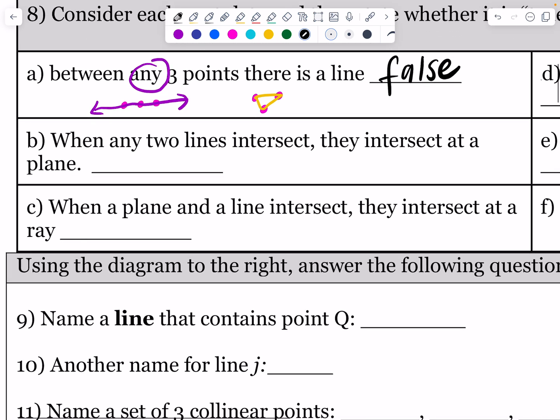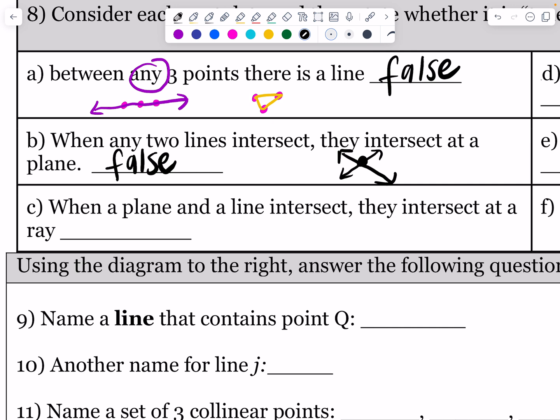All right, the next one, part B, says when any 2 lines intersect, they intersect at a plane. So let's draw it out. If in doubt, draw it out. So we're going to draw a line, crossing another line. Those intersect in a plane? Those do not. Those intersect in a point. So this is the wrong word. So again, this is going to be false. Those should intersect in a point, not in a plane.